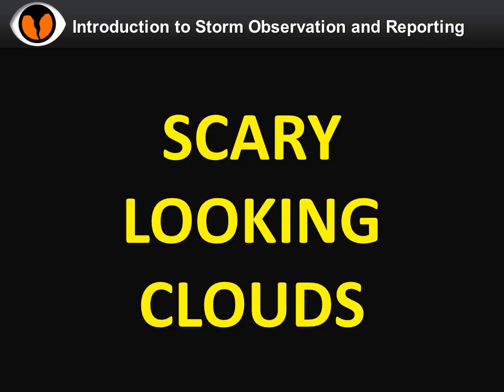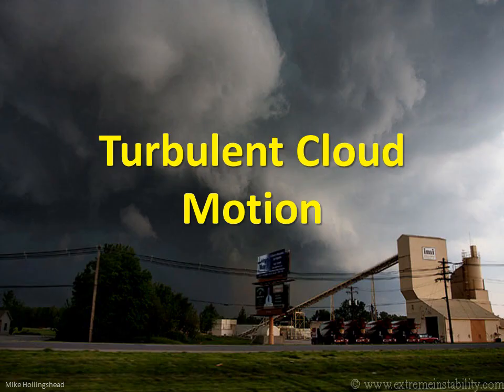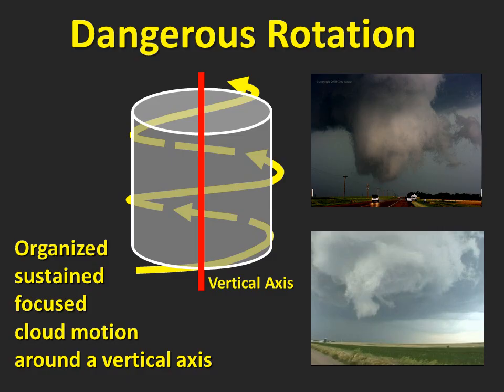We've talked about the most important cloud features to look for and how to find them in a storm, but wall clouds, funnel clouds, and tornadoes are all relatively rare compared to the scary-looking but not dangerous clouds we see with just about every storm. When observing the base of a thunderstorm, you'll notice there is a lot of turbulent motion, but it's really important to be able to tell the difference between moving clouds and rotating clouds.